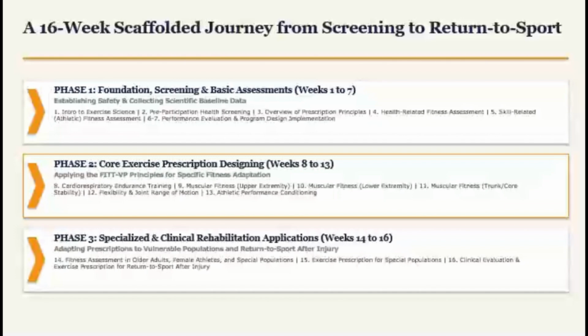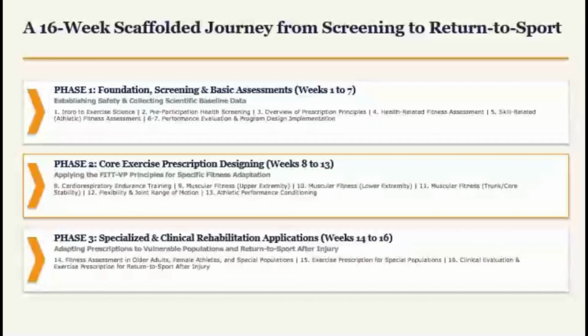Before a single exercise is prescribed, students must establish absolute safety. They learn the pre-participation health screenings, understand cardiac and metabolic risk factors, and master health-related fitness measurement, such as cardiorespiratory fitness, body composition, and range of motion. This establishes their scientific data baseline.